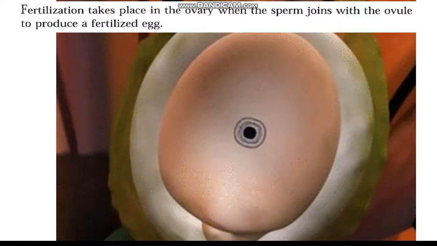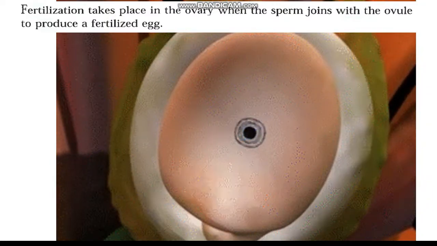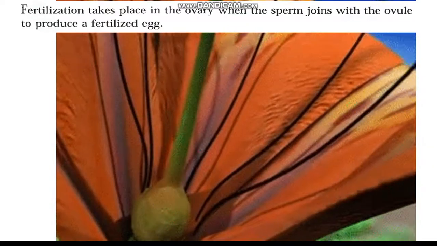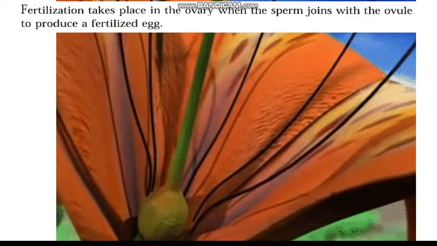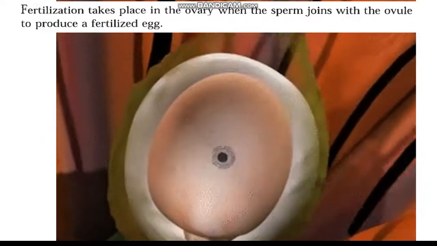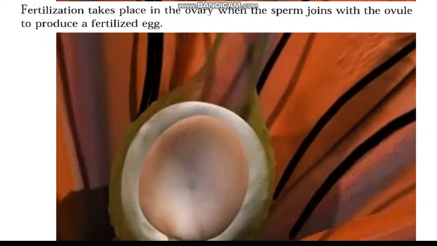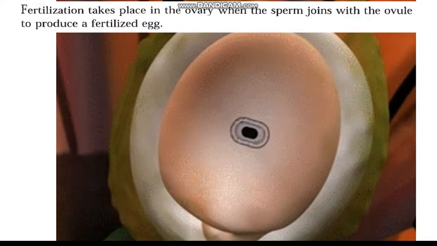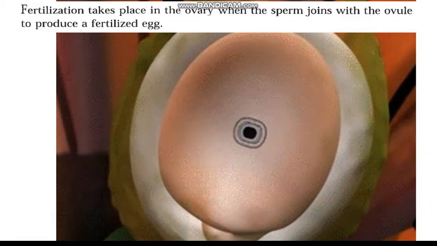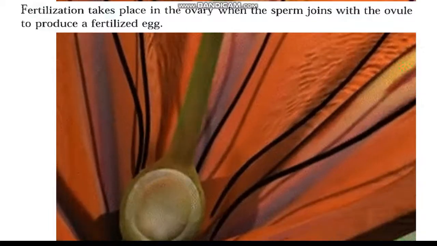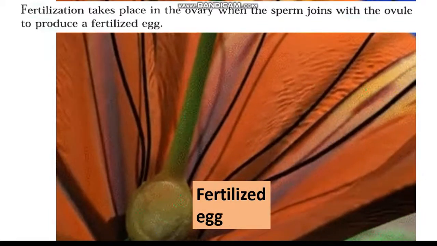Fertilization takes place in the ovary when the sperm joins with the ovule to produce a fertilized egg. In the ovary, we have the fertilization. This fertilized egg is transformed into seeds, and the ovary is transformed into fruits, or one fruit. This is the fertilized egg.